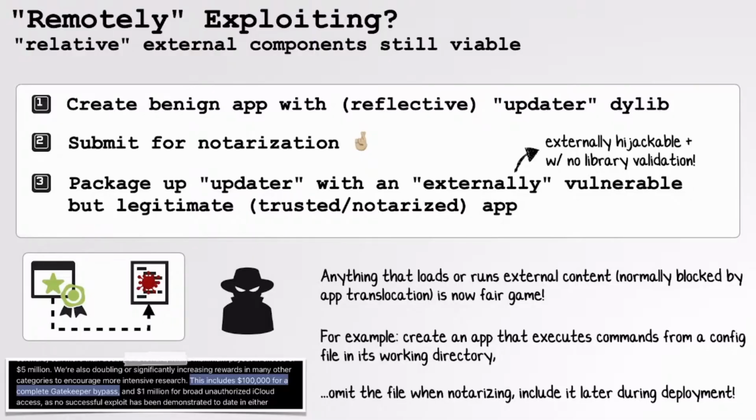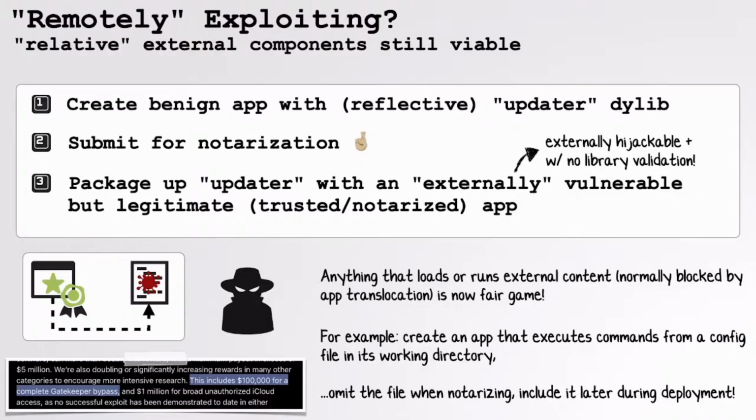Now, fair point, this is a little convoluted in a lot of steps. I did mention that app translocation tries to solve a bigger problem, which is referencing any external content. So actually what I would do in this case is something a little bit more basic. Really now, anything that loads or runs external content that's normally blocked by app translocation is fair game, even on macOS 26. So for example, let's create a very simple application that at runtime looks for a config file in its working directory that contains shell commands.